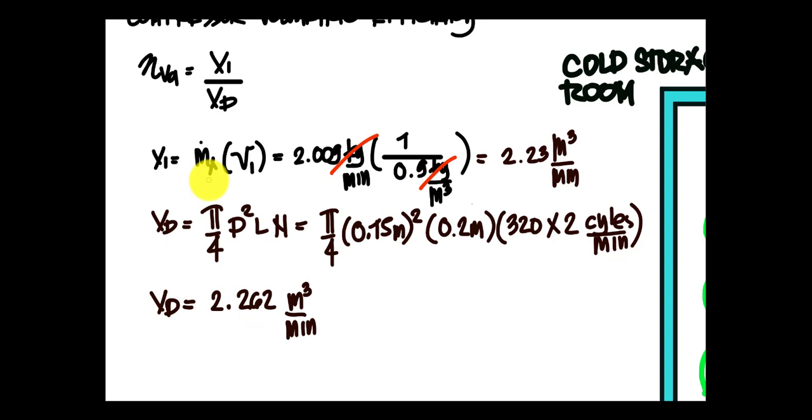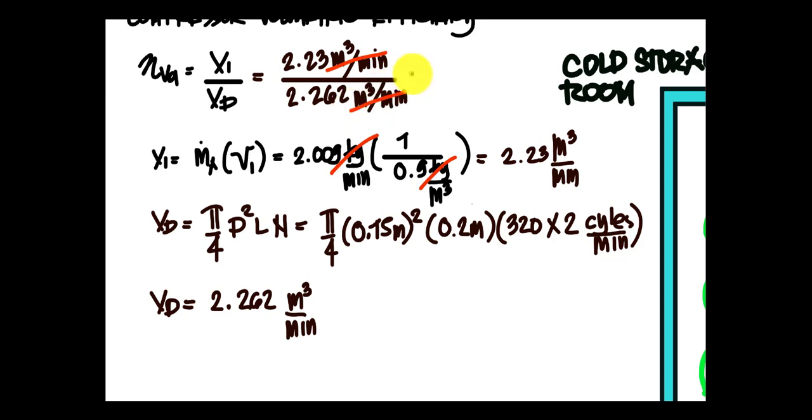Substituting that to our equation directly, we have 2.23 cubic meter per minute, all divided by 2.262, which is also cubic meter per minute. So I'm going to cancel out the common units here.